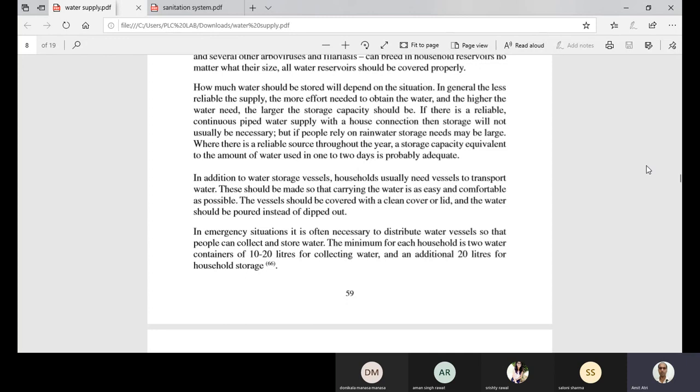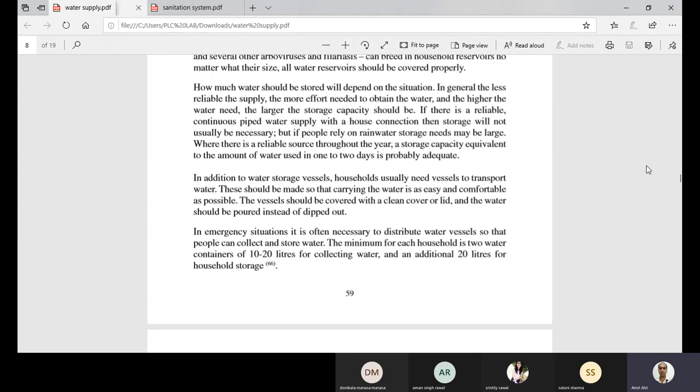Where there is a reliable source throughout the year, a storage capacity equivalent to the amount of water used in one to two days is probably adequate. Now, in addition to water storage vessels, households usually need vessels to transport water from one place to another. They should be made so that carrying the water is as easy and as comfortable as possible. The vessels should also be covered, as we have already discussed.